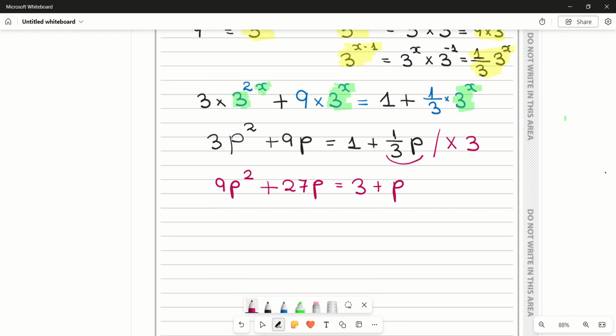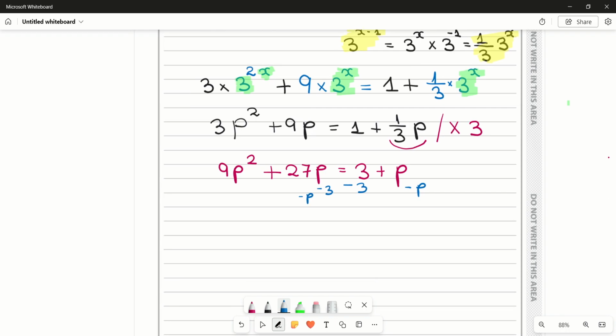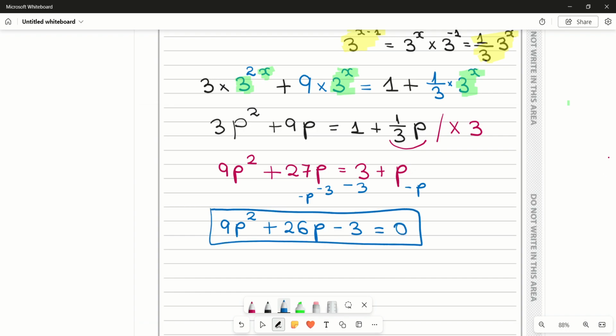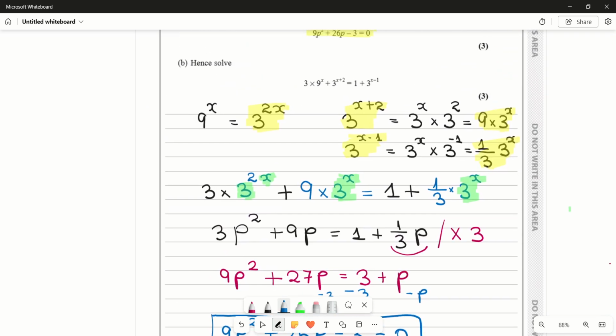Now, I do like to rearrange, so I'm going to minus 3 from both sides, and I'm going to minus p as well. So this will become now 9p squared, 27p minus p becomes add 26p, and I have minus 3, make this equal to 0. This is therefore what we needed to prove in part A. So this is section A, which we managed to prove.